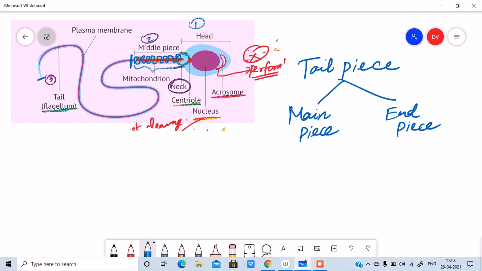Alright. So if you take the main piece, this filament which I told you earlier, which is formed by the distal centriole, is what is extending all throughout. Understanding, guys? That is what is extending all throughout.